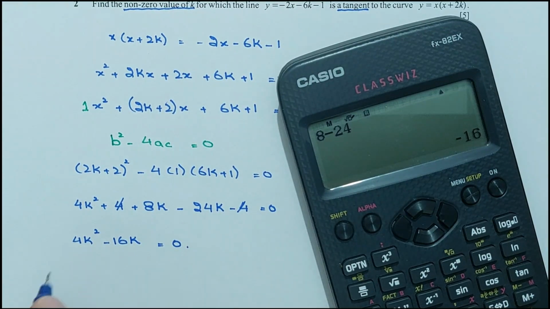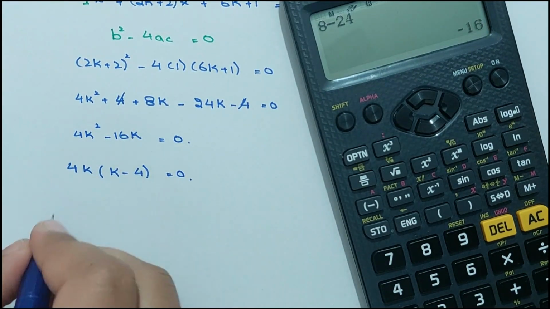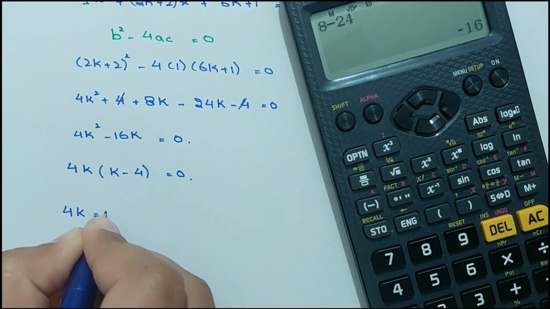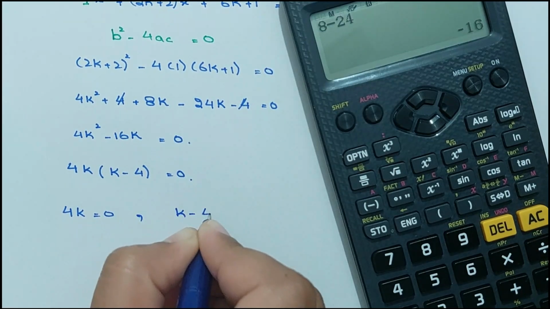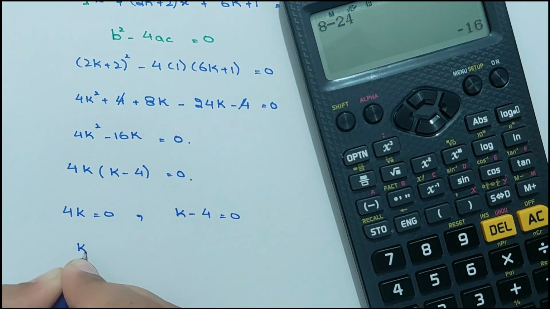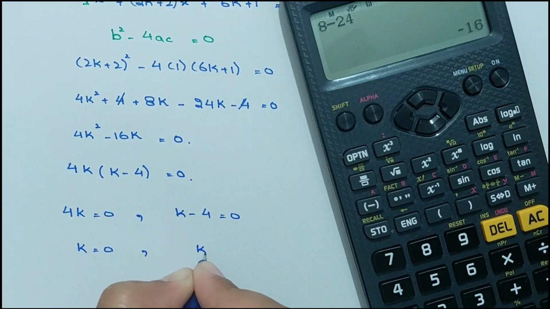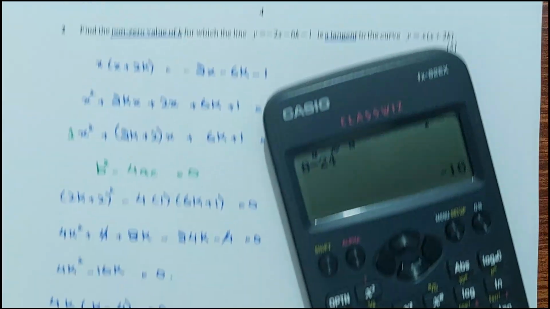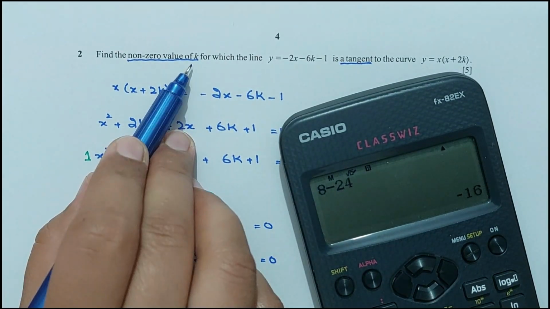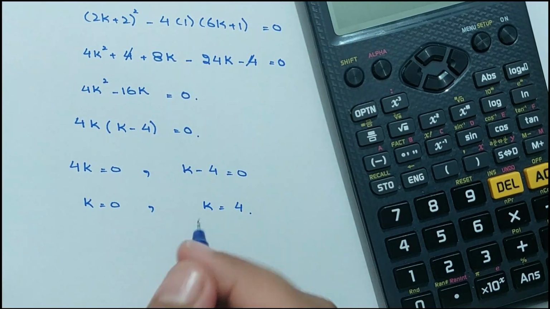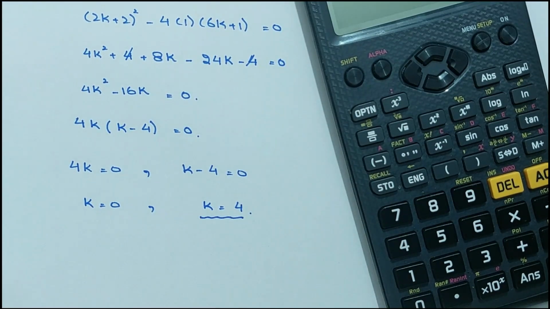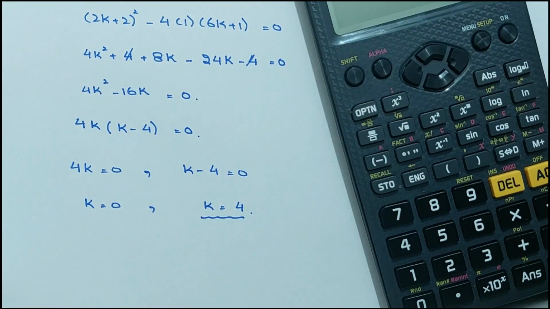Now we have to solve for k, taking 4k common. We are left with k minus 4 equal to 0, right? Now we can say 4k equals 0, or we can say k minus 4 equals 0. So from here k equals 0, or k equals 4. Now we have to find the non-zero value of k. The non-zero value of k is k equals 4, when the line is tangent to that curve.